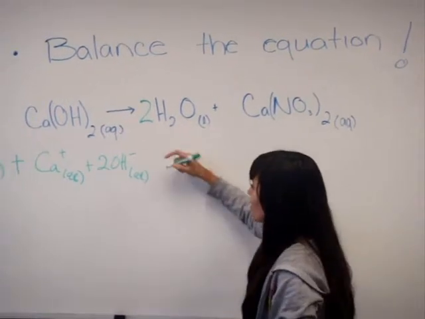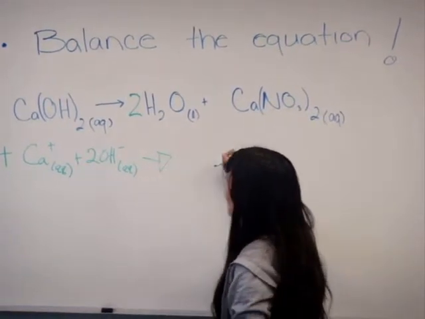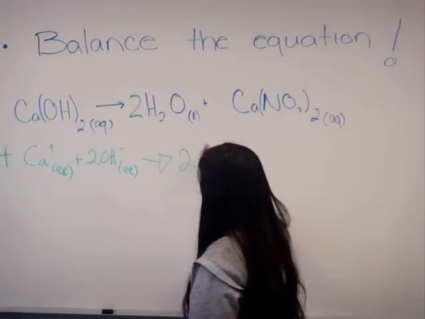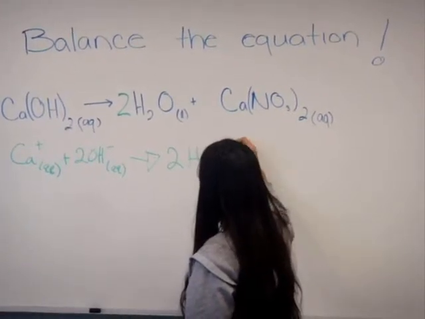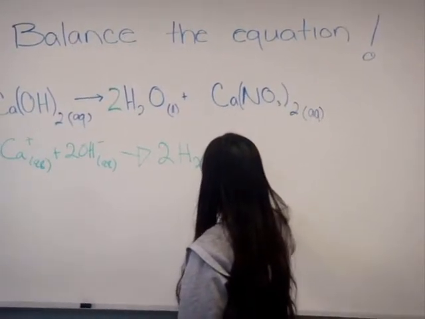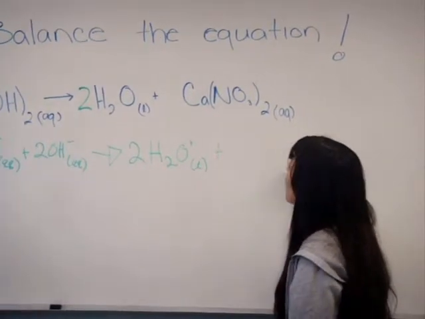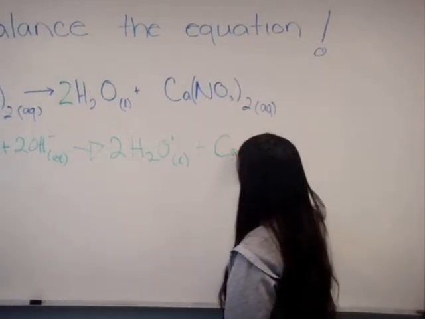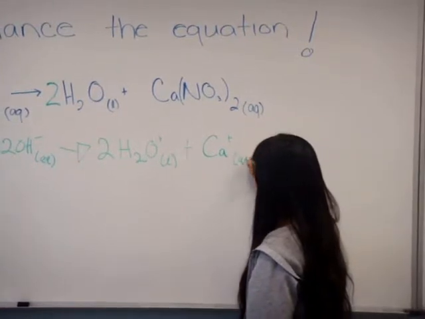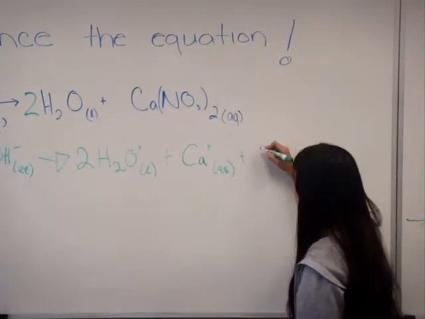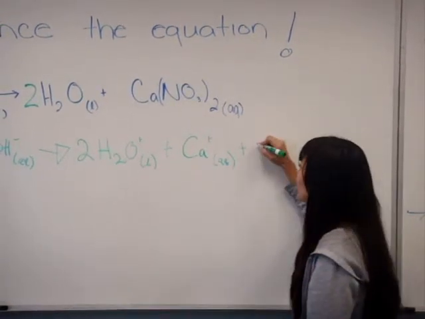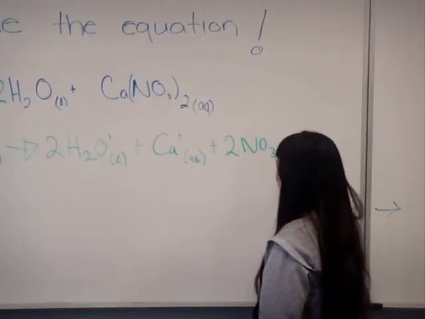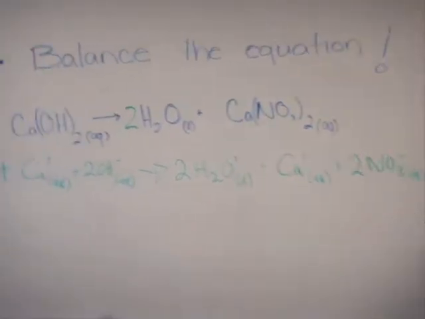Then we will move on to this side of the equation. And this is in a liquid state, so we will not be breaking this apart. So it will be 2H2O liquid. And then we're going to break this last part apart. And it will be Ca 2 plus aqueous plus, again, polyatomics, don't break them apart, 2 NO3 minus aqueous. And that is your complete ionic equation.